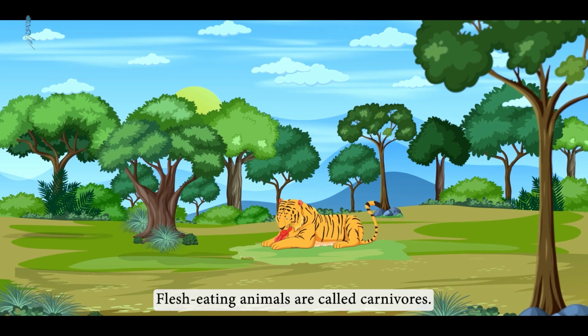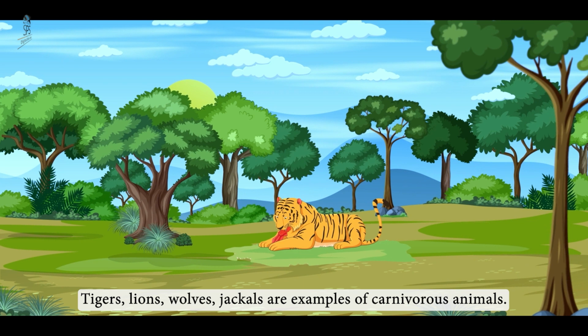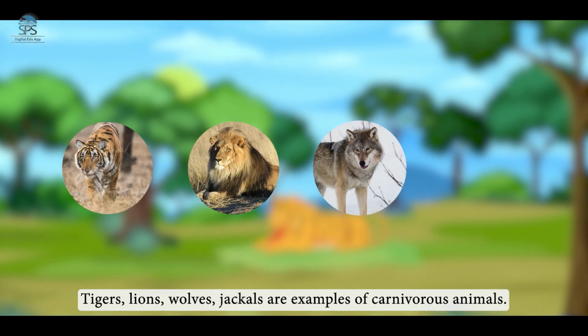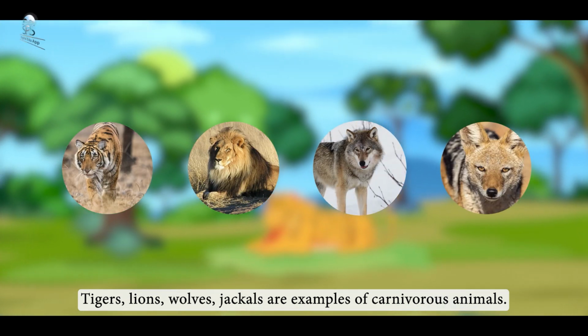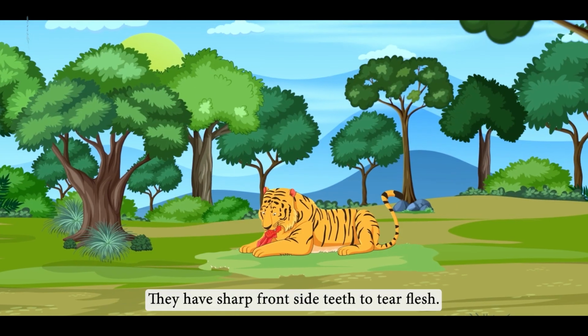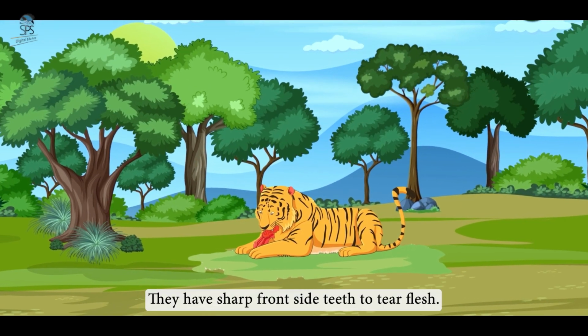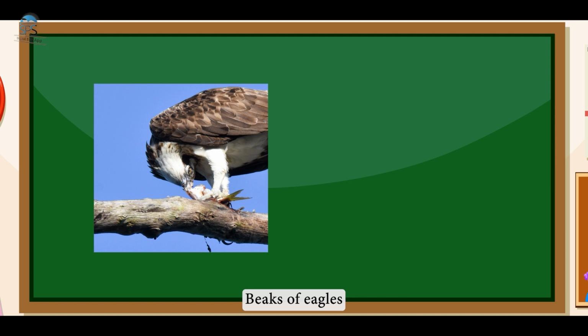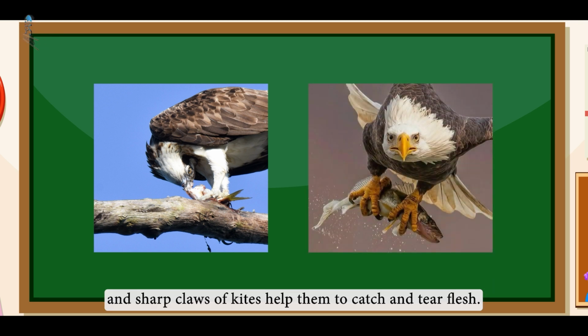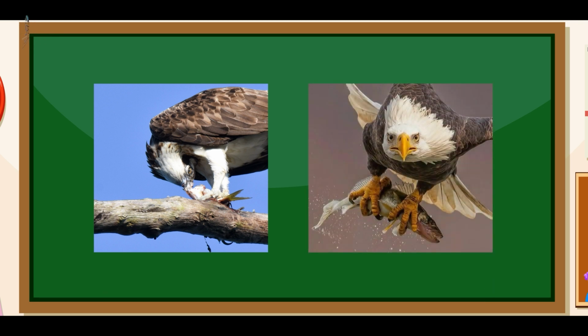Carnivorous. Flesh-eating animals are called carnivorous. Tigers, lions, wolves, jackals are examples of carnivorous animals. They have sharp front side teeth to tear flesh. Beaks of eagles and sharp claws of kites help them to catch and tear flesh.